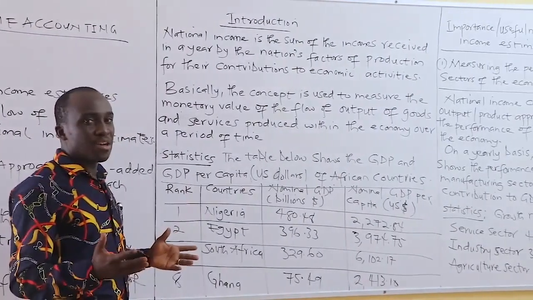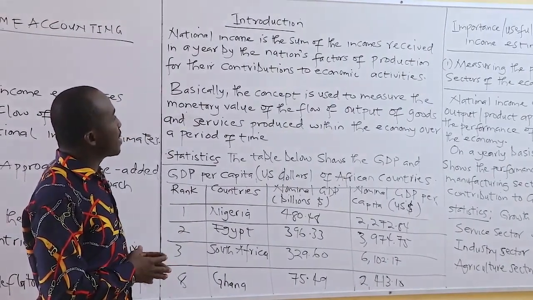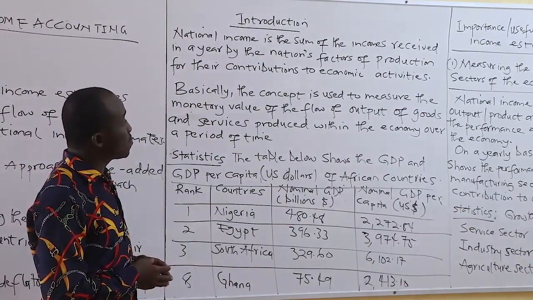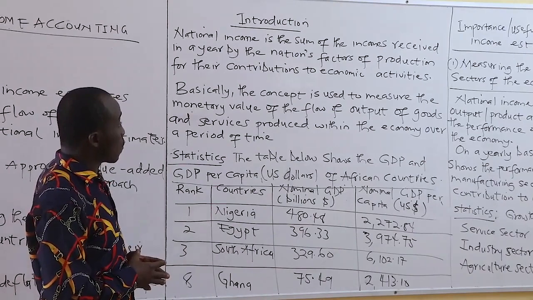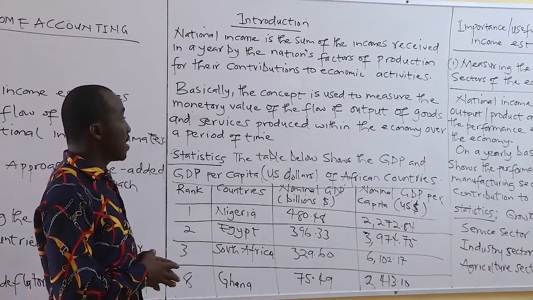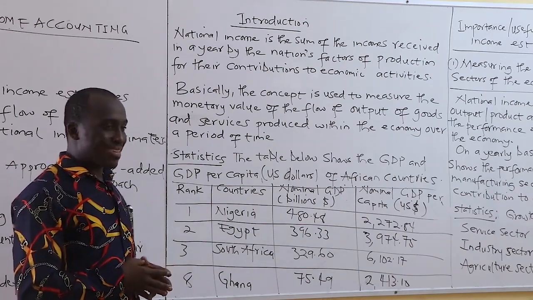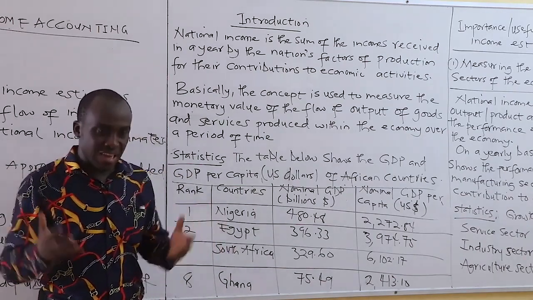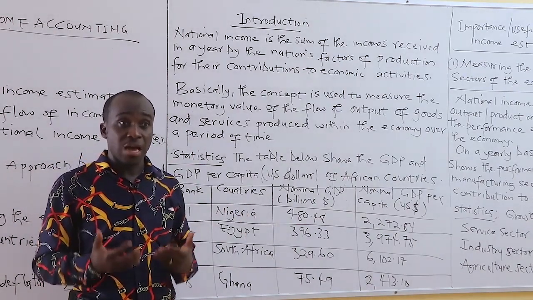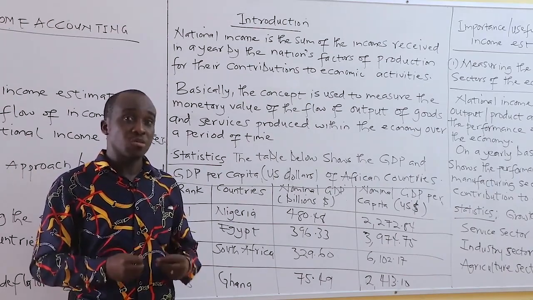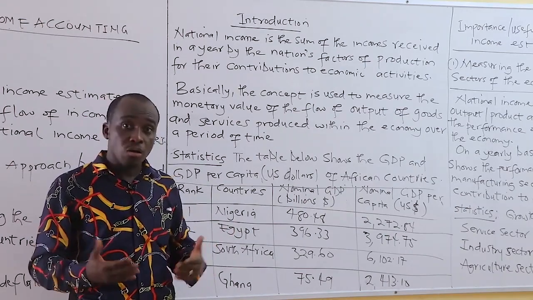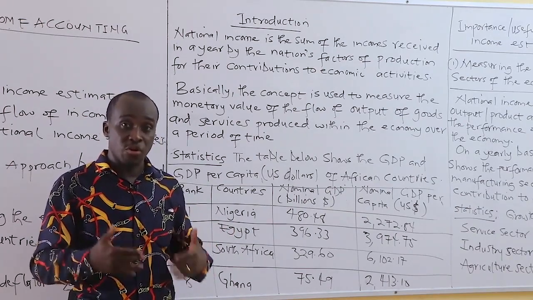What is national income in the first place? It is the sum of the incomes received in a year by the nation's factors of production for their contribution to the economic activities. Basically, the concept is used to measure the monetary value of the flow of output of goods and services produced within the economy over a period of time. So what is the national income? At every point in the year, a country should be able to tell us how productive the country is. How have the managers of this economy shown some sort of agility? How have they shown the ability to increase the level of productivity? Or, in other words, how have they been able to potentiate the level of economic activity?